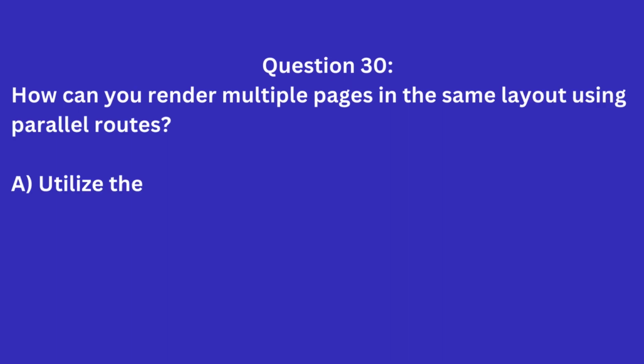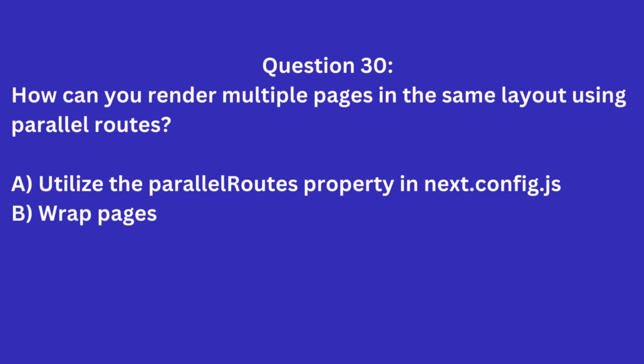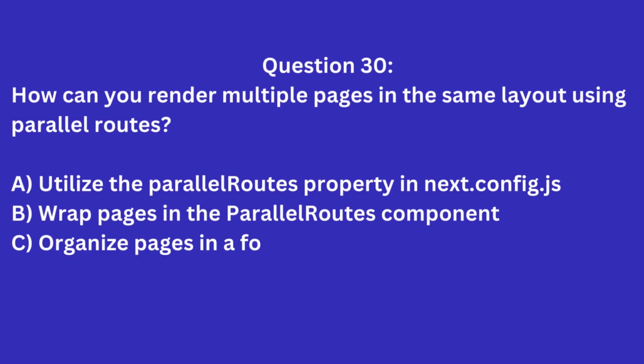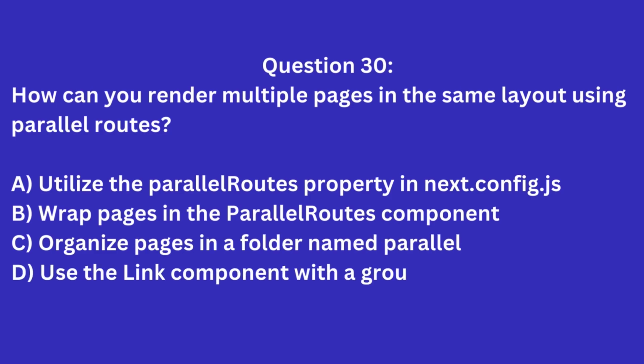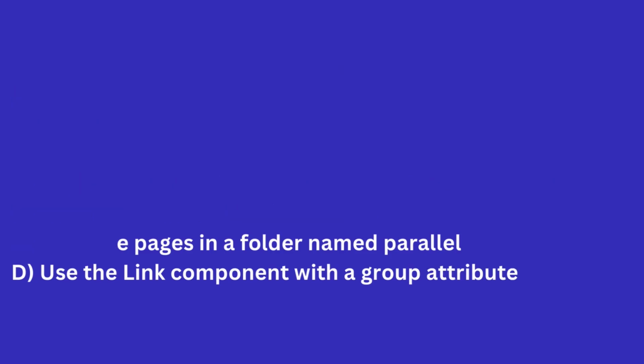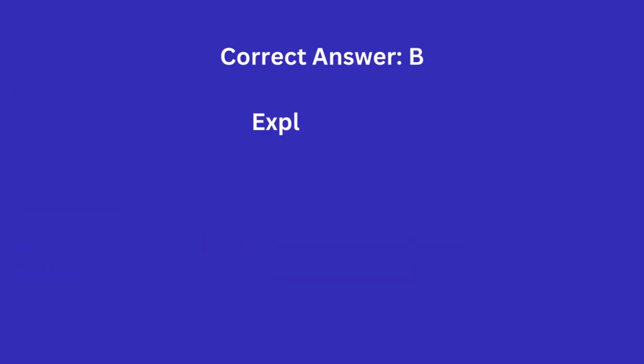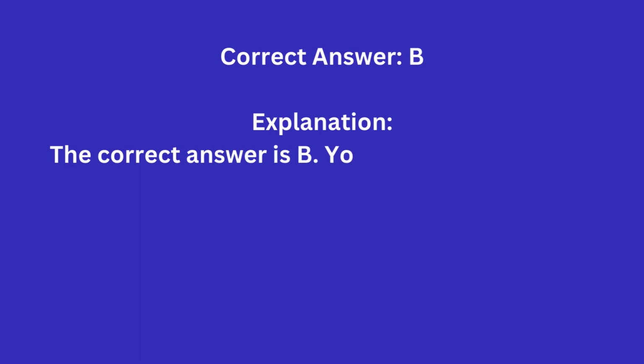Utilize the parallel routes property in next.config.js. B. Wrap pages in the parallel routes component. C. Organize pages in a folder named parallel. D. Use the link component with a group attribute. Correct answer, B. Explanation. The correct answer is B.